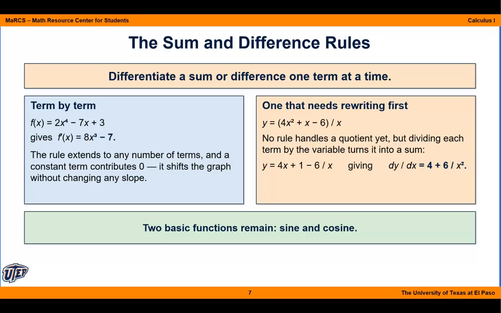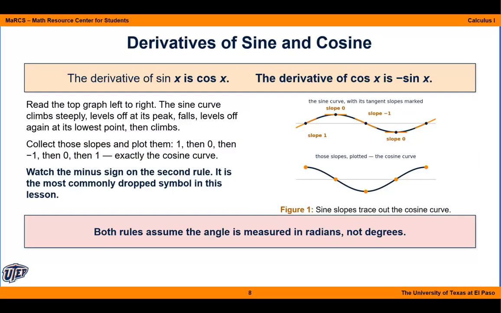At this point, two basic functions remain, sine and cosine. The derivative of sine x is cosine x, and the derivative of cosine x is negative sine x. The graph helps us explain the first rule. As the sine curve moves from left to right, its slopes follow the pattern 1, 0, minus 1, 0, 1. Those values trace the cosine curve.